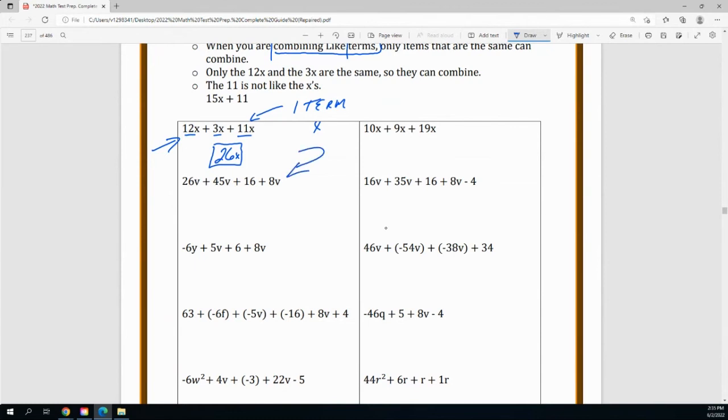Look at the one below it, though. Now, can you combine all of these 4 items in one bucket? Hopefully you say, no. I can make a bucket for V's, but then this is not a V. So I'm going to need another bucket just for single numbers itself. So let's put the V's together. Now, I might need a calculator for this one, but let's see here. 26 and 45.